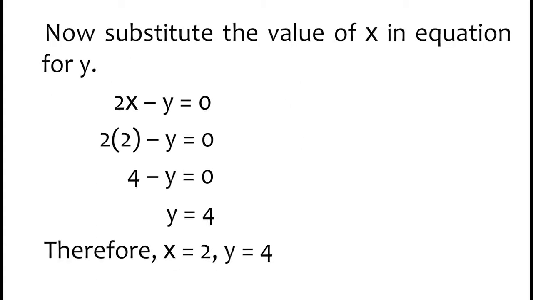Substitute the value of x in this equation to obtain the value of y. So don't forget, wherever you see your x, you replace it by 2. So that becomes 2 times 2 minus y equals 0. And 2 times 2, of course, the answer is 4. Minus y, you have 0. So by simplification or by solving, your y becomes 4. Conclusively, our x equals 2 and our y equals 4.